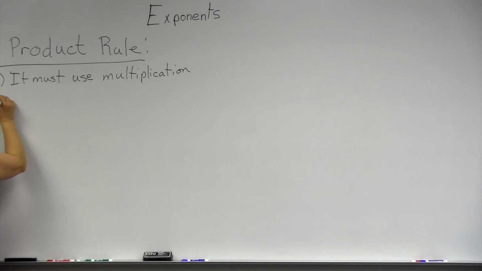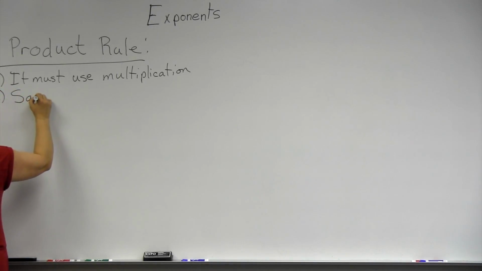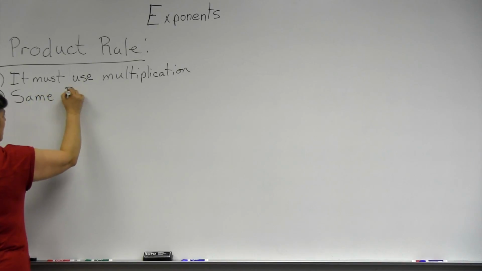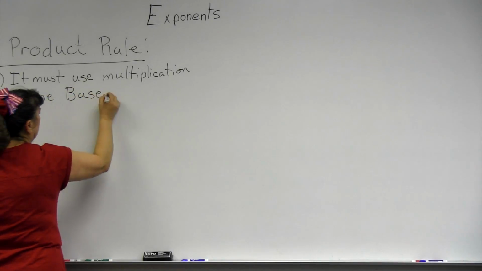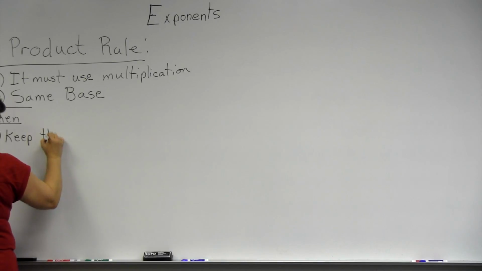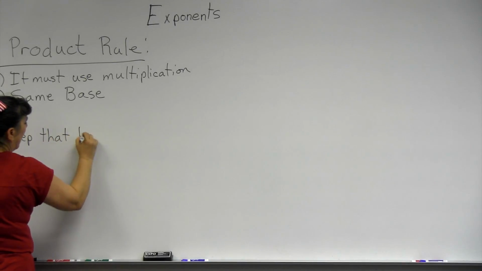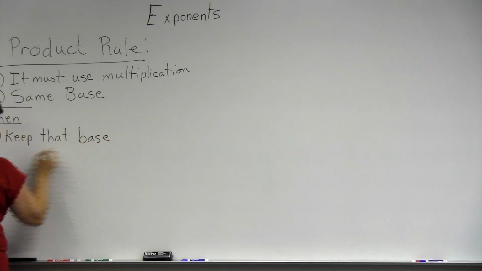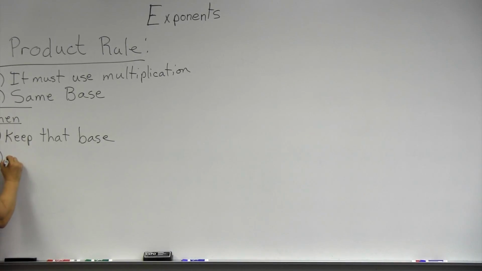The second thing you have to have for the product rule to work is the same base. I'm going to give you some examples of these in a minute. If those two things are true, then what happens? You keep that base and you add the exponents. So let's look at something so that you can see how that applies.